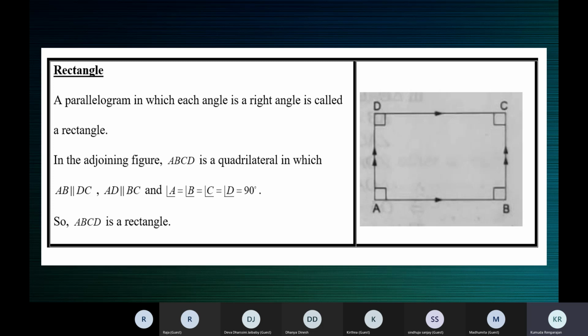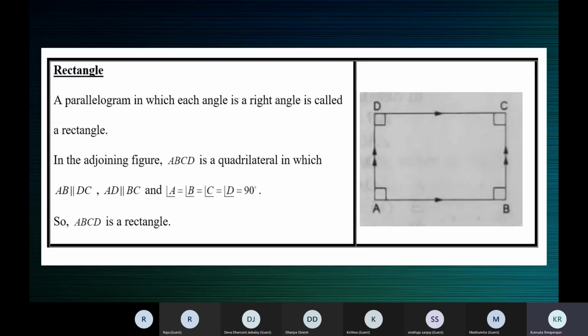So here the exclusive property is that the diagonals are equal. The diagonals also bisect each other because it's a parallelogram. In a parallelogram, diagonals bisect each other. So in a rhombus, rectangle and square, diagonals will bisect each other because a rhombus is a parallelogram, a rectangle is a parallelogram, and a square is also a parallelogram. In a rectangle, diagonals bisect each other, but not at right angles.